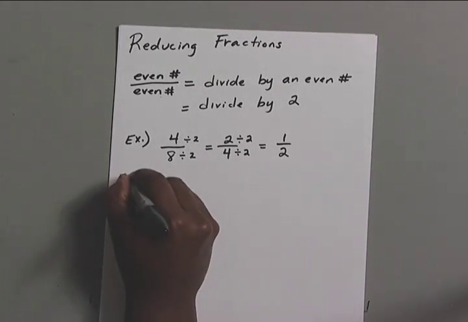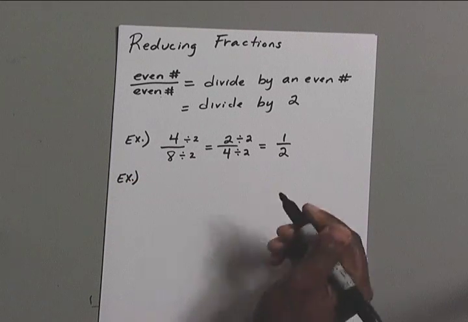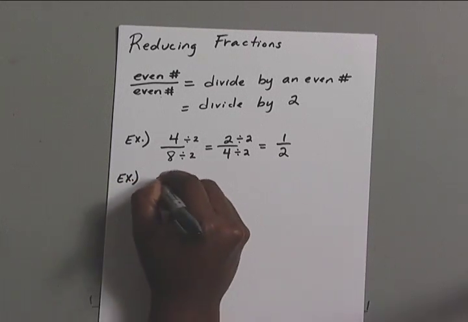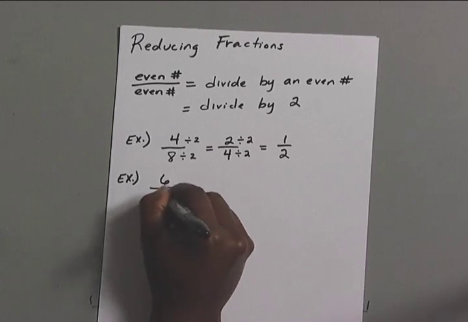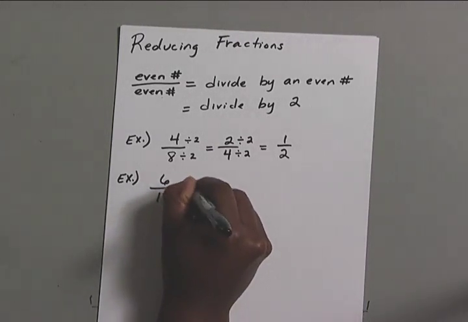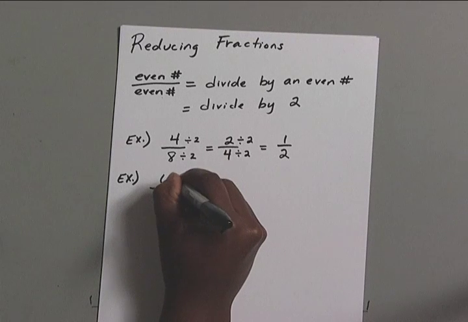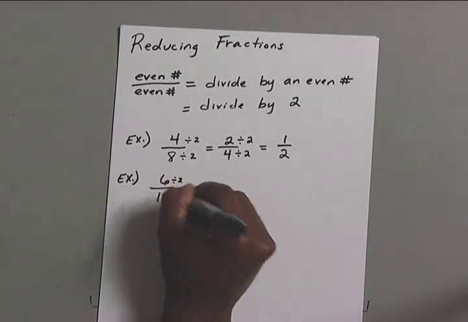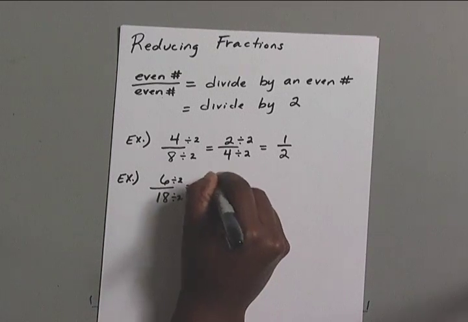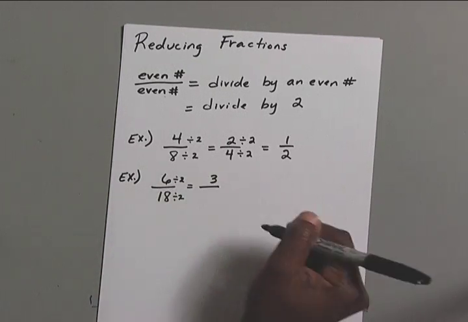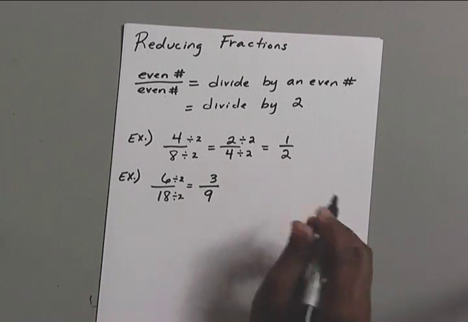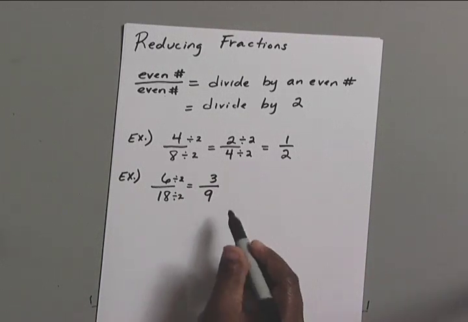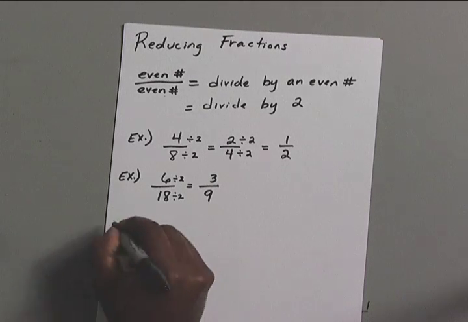Another example of dividing an even number by an even number, let's say we have 6 over 18. Okay, here we can start again dividing both the top and bottom number by 2. 6 divided by 2 is 3. 18 divided by 2 is 9. Well, now we have an odd number over an odd number.